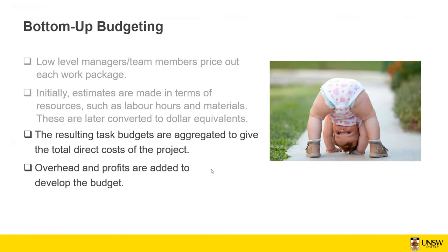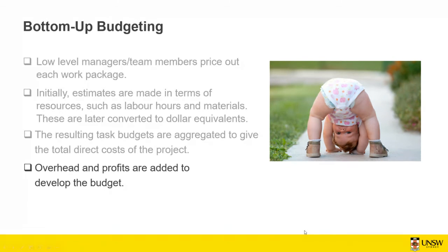So each summary task has a few work elements, and for each work element, you calculate how much budget is required, and then you just sum it up. And for each summary task, you got all the budget that is required, and then you aggregate all the budget required for all the summary tasks, and that gives you the total budget that's required. And overhead and profits are added to develop the budget.